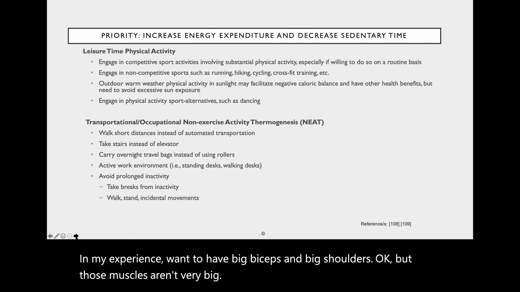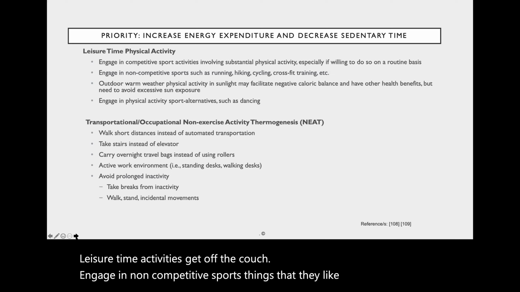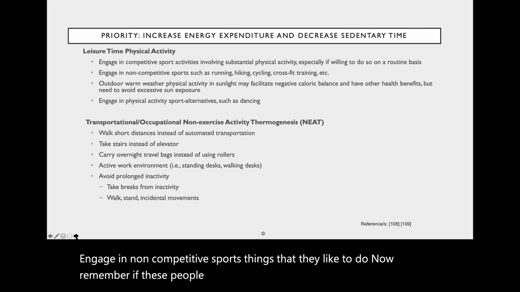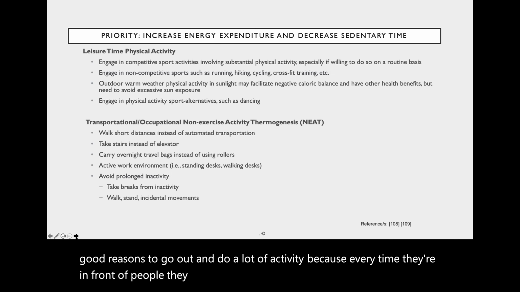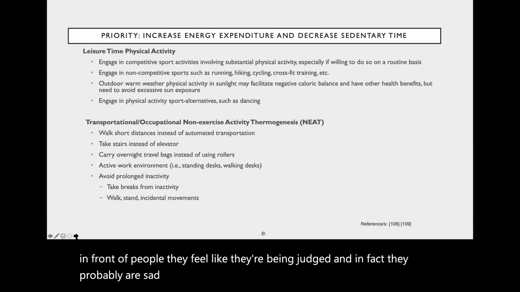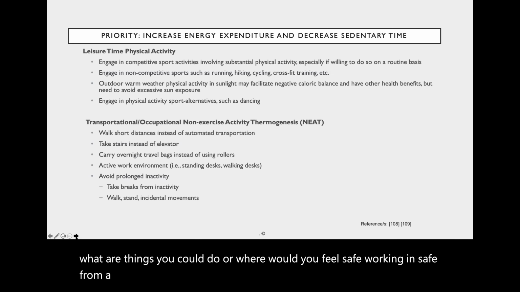Leisure time activities, get off the couch, engage in non-competitive sports, things that they like to do. Now remember, if these people are really obese, they are very reluctant for very good reasons to go out and do a lot of activity, because every time they're in front of people, they feel like they're being judged. And in fact, they probably are, sad to say. So you got to really work with them to figure out, well, what are things you could do? Or, where would you feel safe working, and safe from a psychological safety point of view.